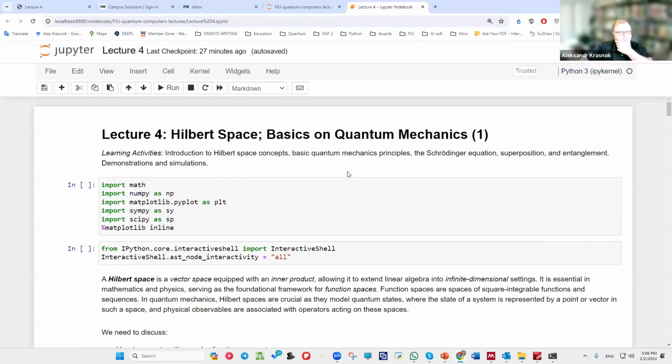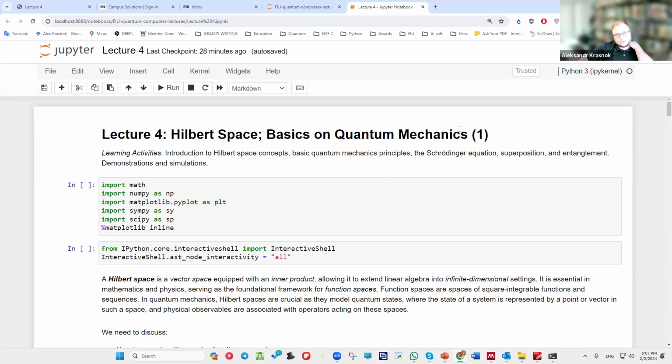Welcome to lecture number 4 of our course on quantum computing. Today we're going to start the actual quantum part of our course. It's a pretty important lecture. Today we're going to introduce this concept of Hilbert space. This is a mathematical concept, but it's very important for quantum computing. In order to be on the same page, we need to introduce this concept first, and then we will proceed to the basics of quantum mechanics.